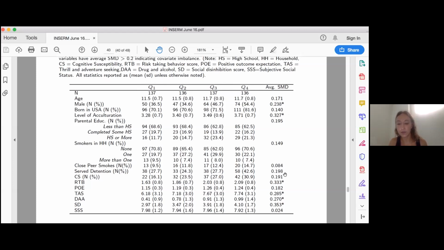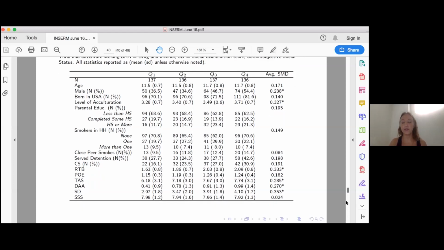what are considered pretty large SMDs, standardized mean differences. This means that we have imbalance of these variables across our treatment groups. And where you see a star means a lot of imbalance. Okay, an SMD cutoff should be 0.2 max. Some people promote 0.10. So I've got at least 6 violators here, maybe more, six.